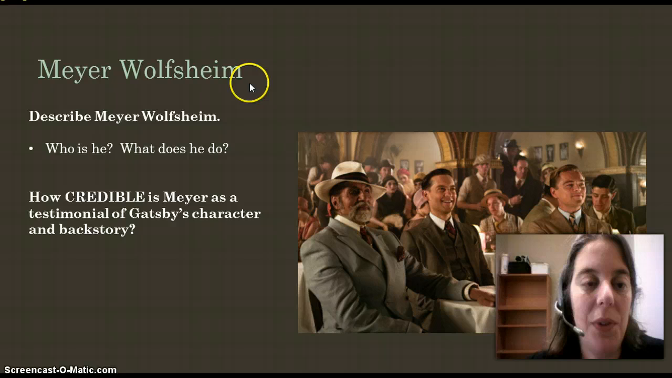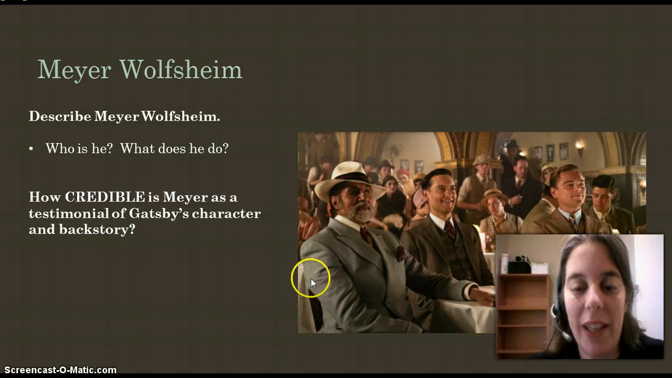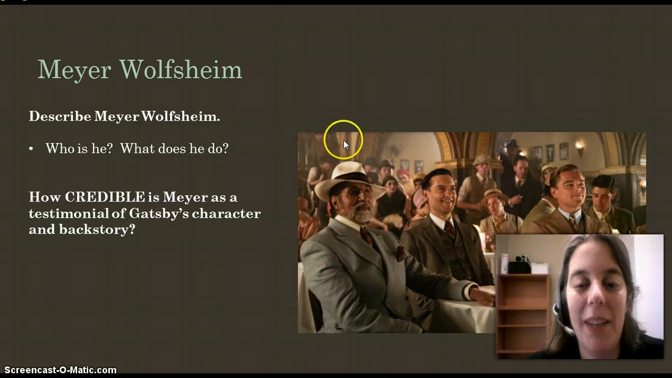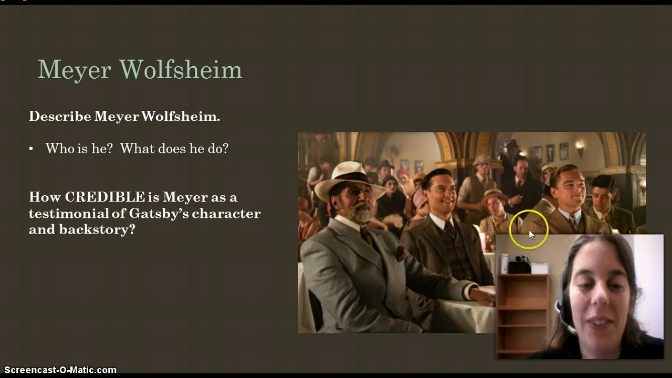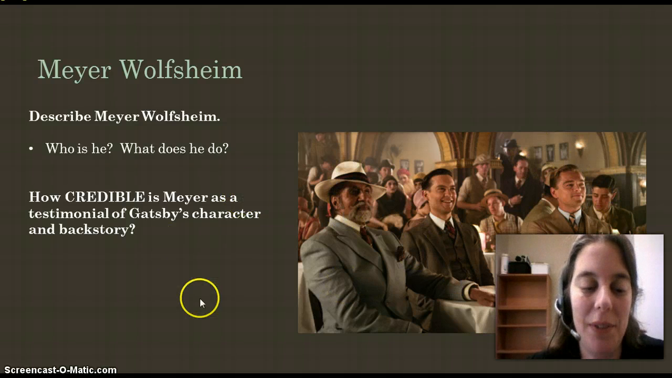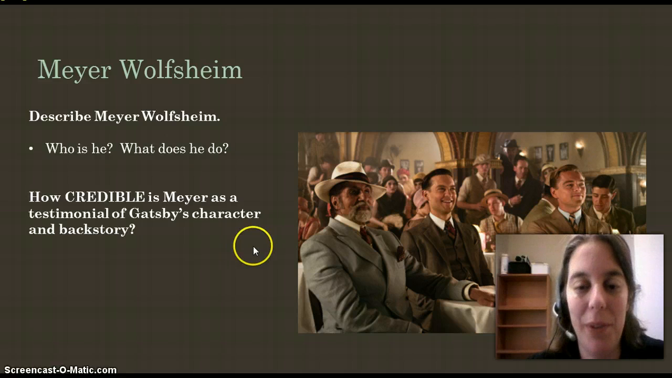We also meet Meyer Wolfsheim. He is a gambler, probably a gangster of some sort, and I want you to think about how credible he is as a testimony of Gatsby's character. Why would Gatsby choose him, of all people, to back up his story with Nick?